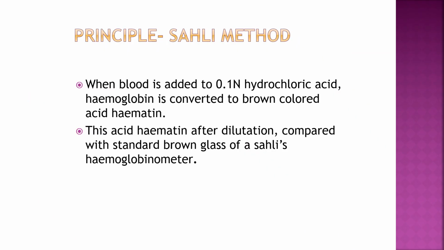The principle of Sahli method. When we add blood to 0.1 N hydrochloric acid, hemoglobin is converted to brown colored acid hematin. Then that acid hematin is diluted with distilled water till we get the matching of that dilution with the standard brown glass of the Sahli hemoglobinometer.